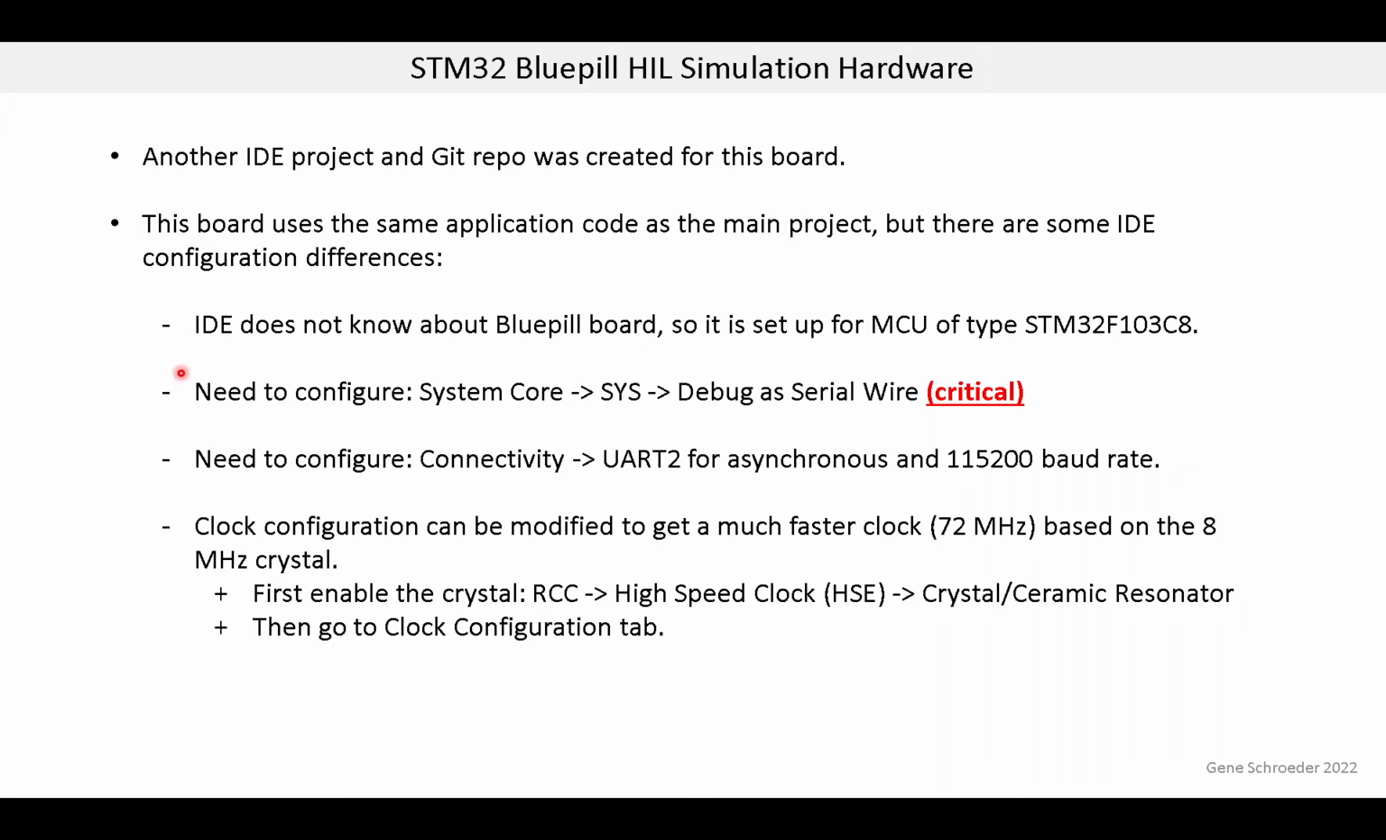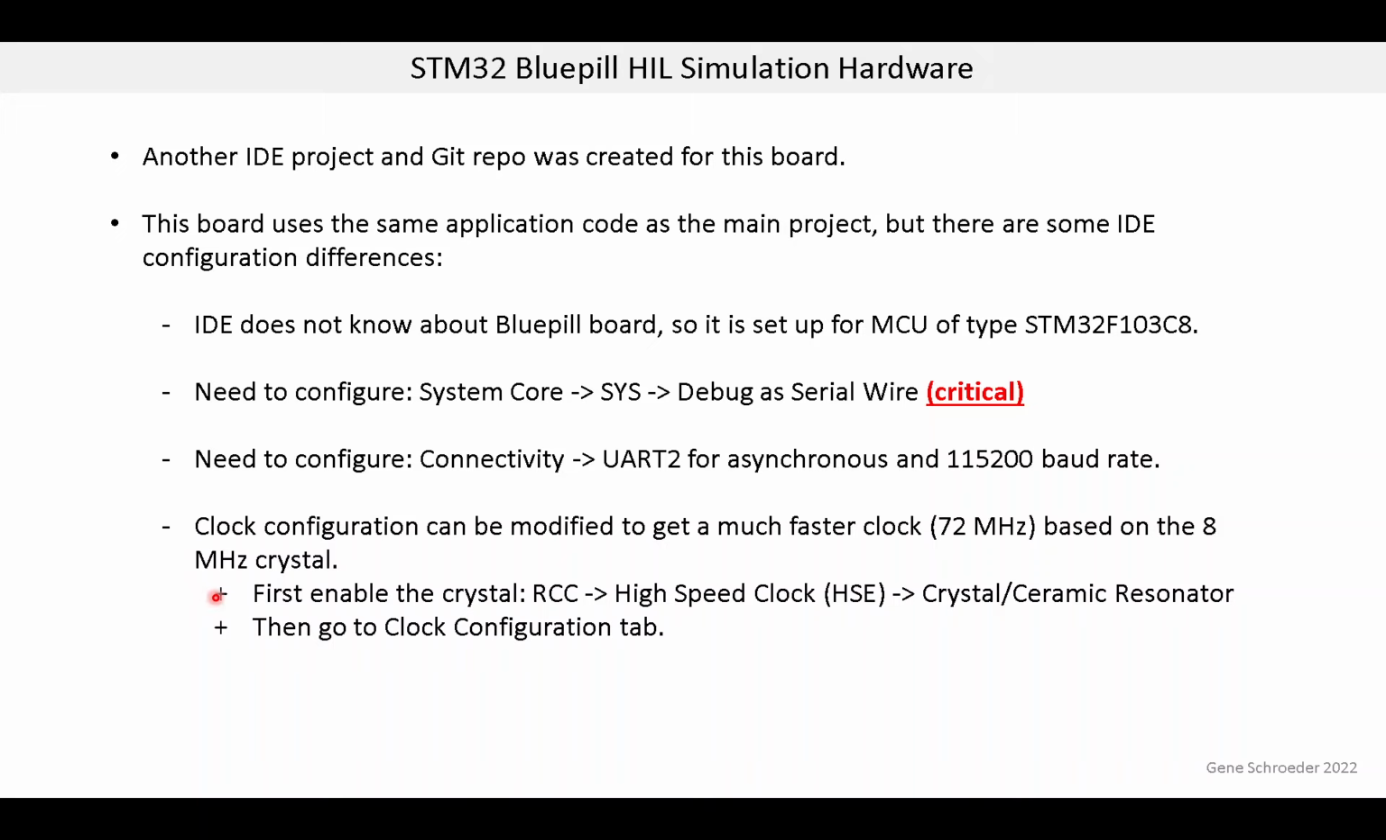So first, you need to enable debug. This is critical because if you don't do this, you may have problems flashing the board in the future. You also need to configure the UART for the console serial port. Now, clock configuration can be modified to get a much faster clock, 72 megahertz, based on the 8 megahertz crystal. The default configuration gives you a very slow clock.